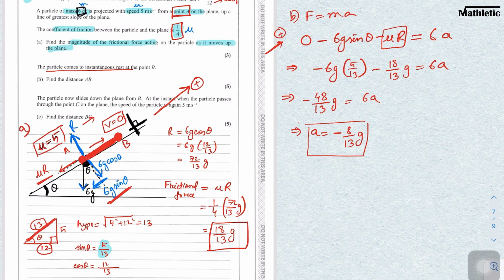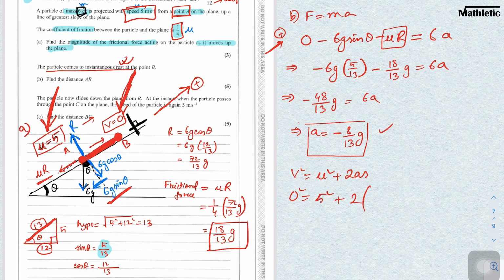So we can use v squared equals u squared plus 2as. v is 0, as mentioned here, since it comes to rest, and the initial velocity was 5. So 0 equals 5 squared plus 2 times a, which is minus 8/13 g, times s. The distance is what we are trying to find, distance AB.